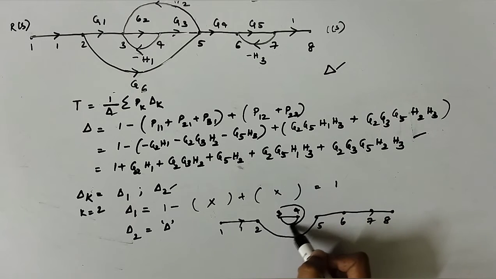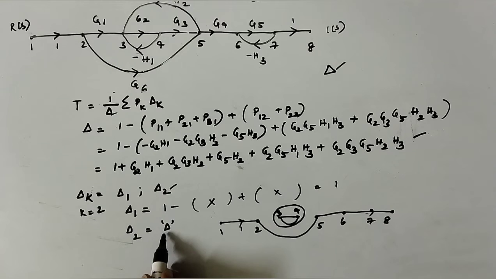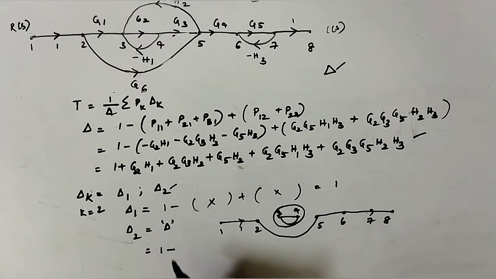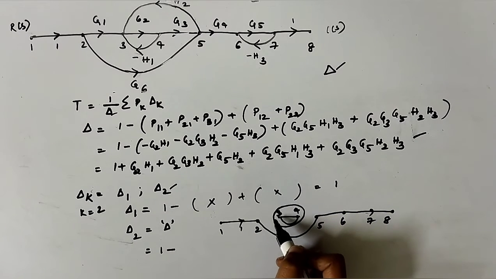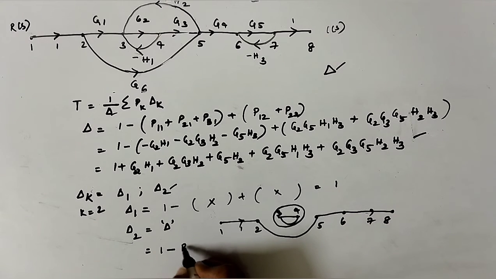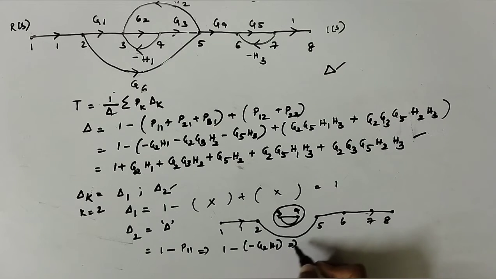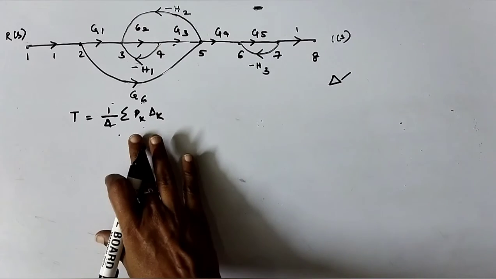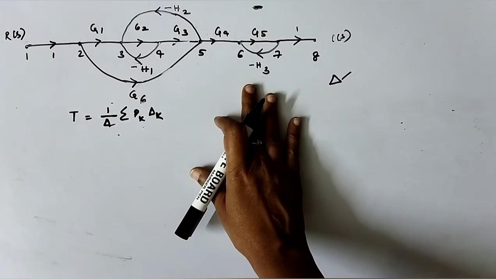So for this part of the graph which is not touching this particular forward path, you are supposed to find out delta. That is 1 minus the sum of individual loop gains. So there is only one loop here between 3 and 4. So that would be 1 minus P11, 1 minus minus G2 H1, which leaves us 1 plus G2 H1. Substituting and finding the overall gain or the transfer function for this particular graph or system.